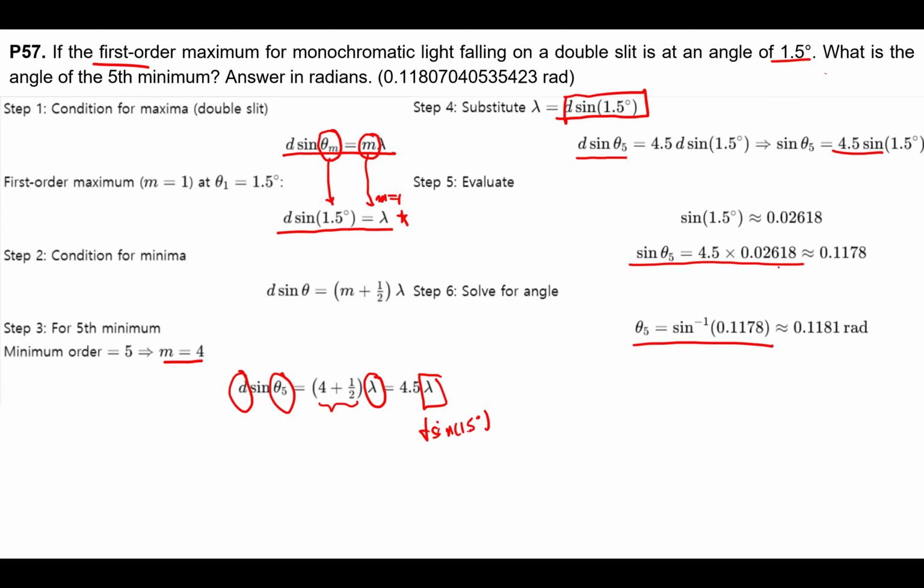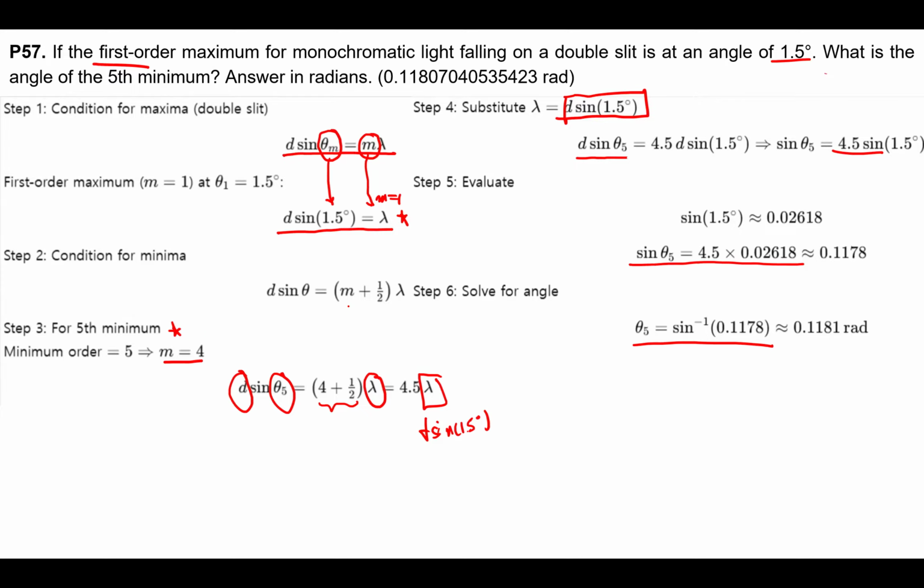And then sine theta 5 is given by this one. So basically, the important one is here. So what is the angle of the fifth minimum? That means we have m equal to 4 is the case.